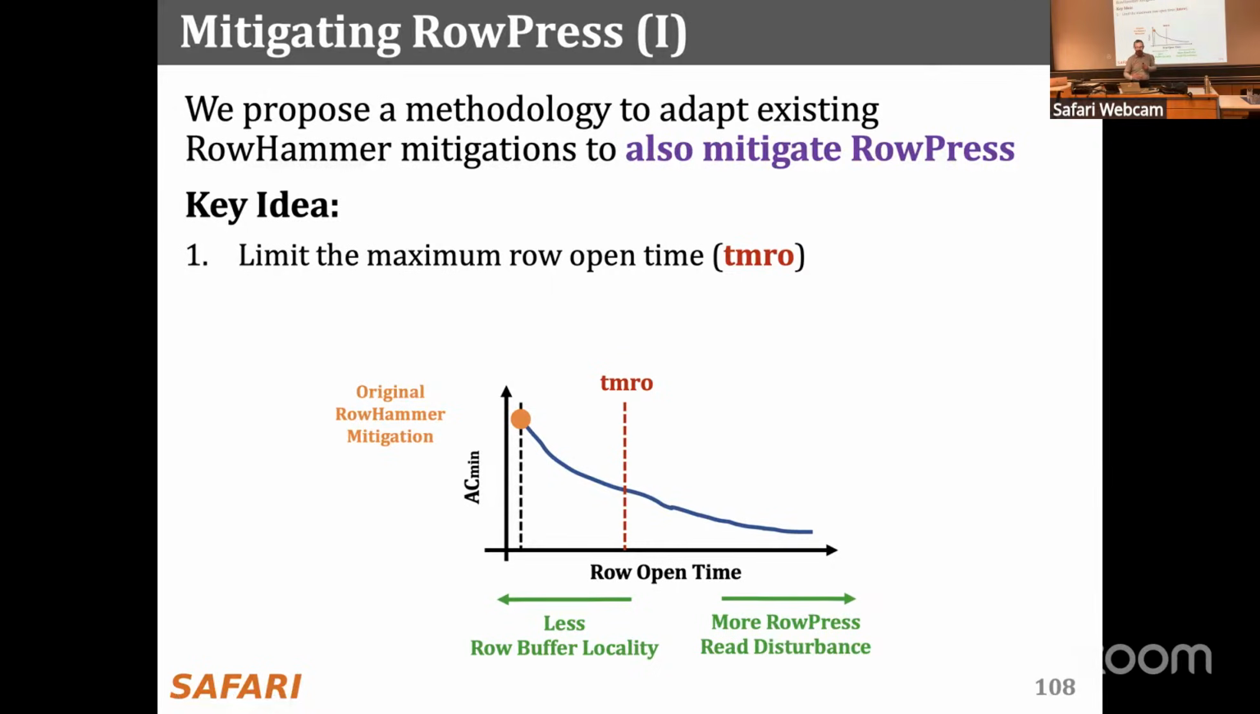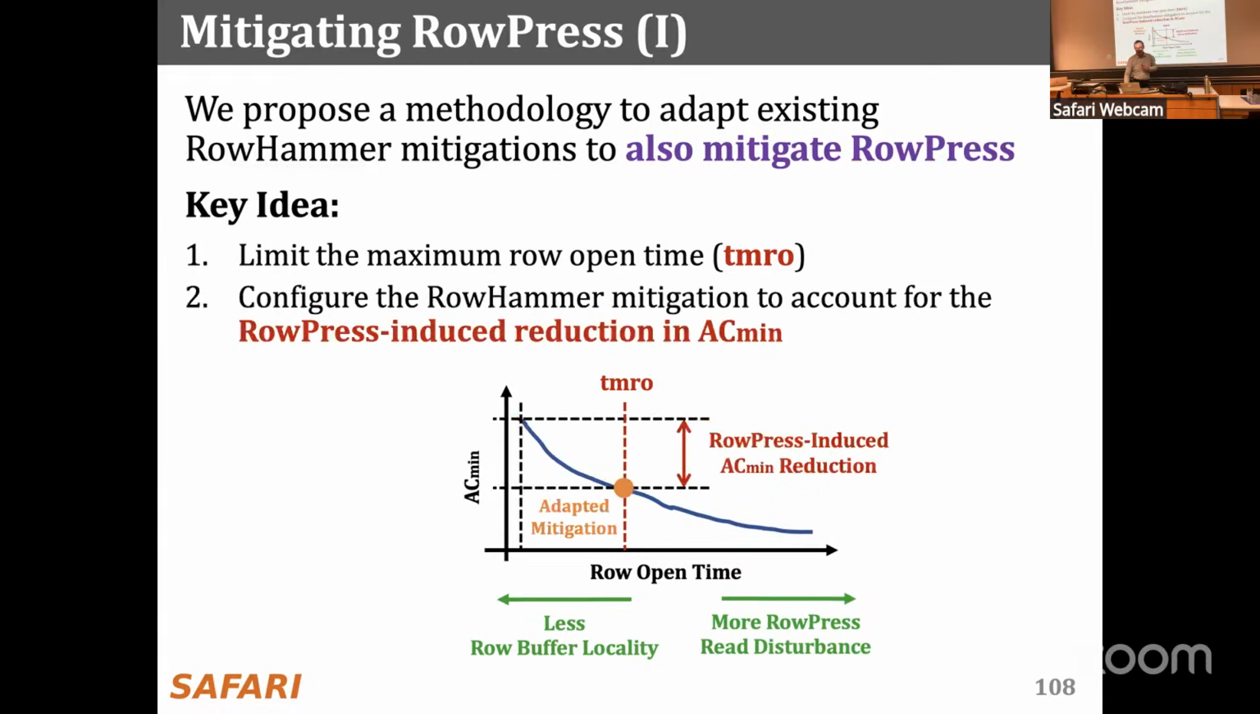You don't want to set it basically every access close the row. That's terrible. And you configure the RowHammer mitigation to account for row press induced reduction in activation count to induce a bit flip to that maximum row open time, essentially. So you make your RowHammer mitigation more aggressive, essentially. So this is a methodology to adapt any RowHammer mitigation.